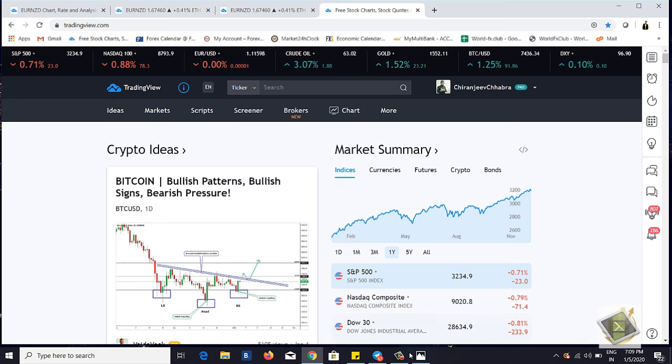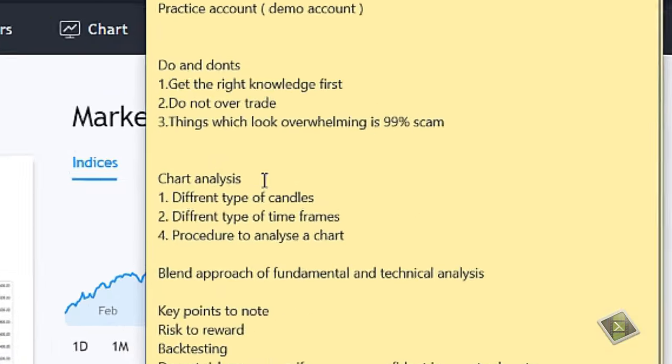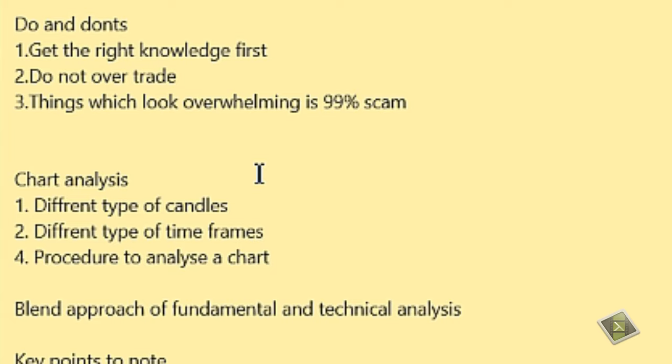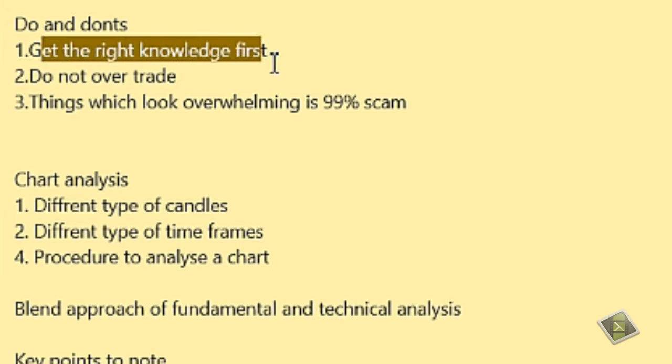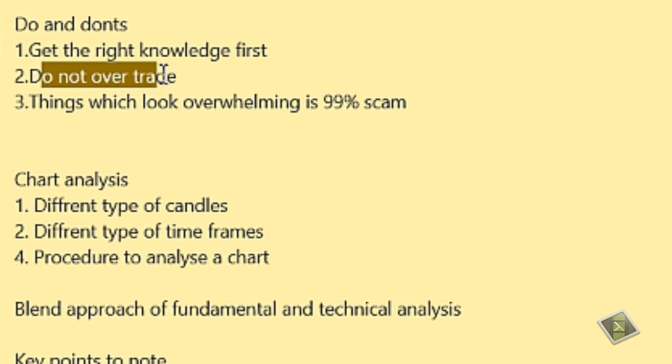So what else do you need to do to start learning and start trading? Understand Forex market. Get the right knowledge first. If you have the right knowledge, then there is a 99% chance that you will succeed. The second thing is do not overtrade. In the starting, when you start generating profits, you might get excited and start trading more and more, but that does not make sense.